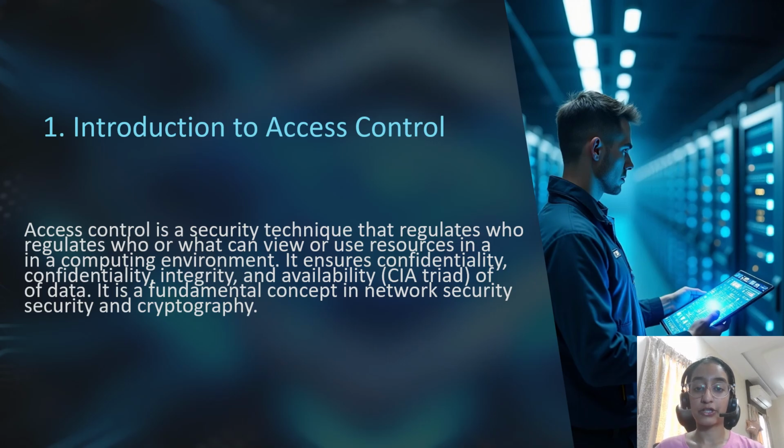Think of it like a digital security guard. It decides who can enter, what they can access, and what actions they're allowed to perform. For example, when you log into Instagram, your username and password make sure only you can access your account. Similarly, in government or business systems, access control helps protect sensitive data. Overall, it enforces the three pillars of security: confidentiality, integrity, and availability, commonly known as the CIA triad.